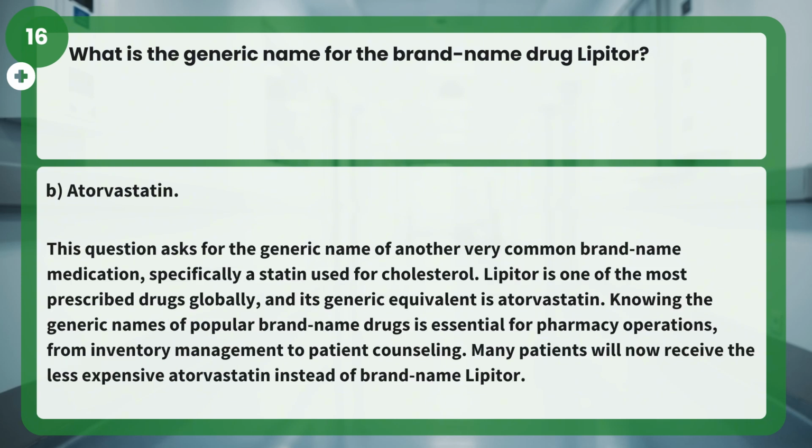Answer: B. Atorvastatin. This question asks for the generic name of another very common brand name medication, specifically a statin used for cholesterol. Lipitor is one of the most prescribed drugs globally, and its generic equivalent is atorvastatin. Knowing the generic names of popular brand name drugs is essential for pharmacy operations, from inventory management to patient counseling. Many patients will now receive the less expensive atorvastatin instead of brand name Lipitor.